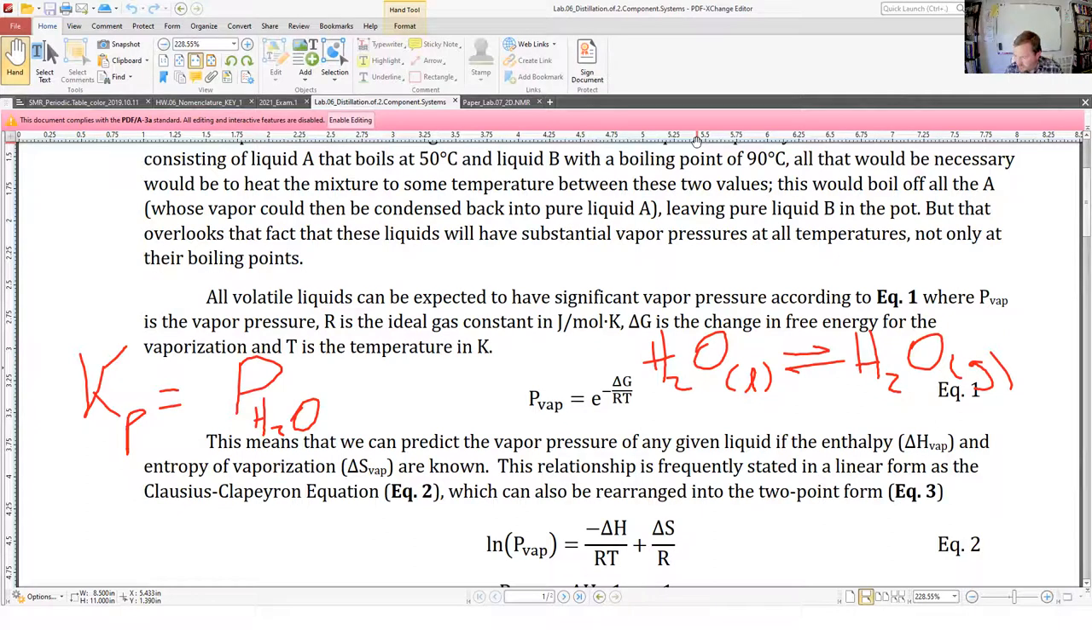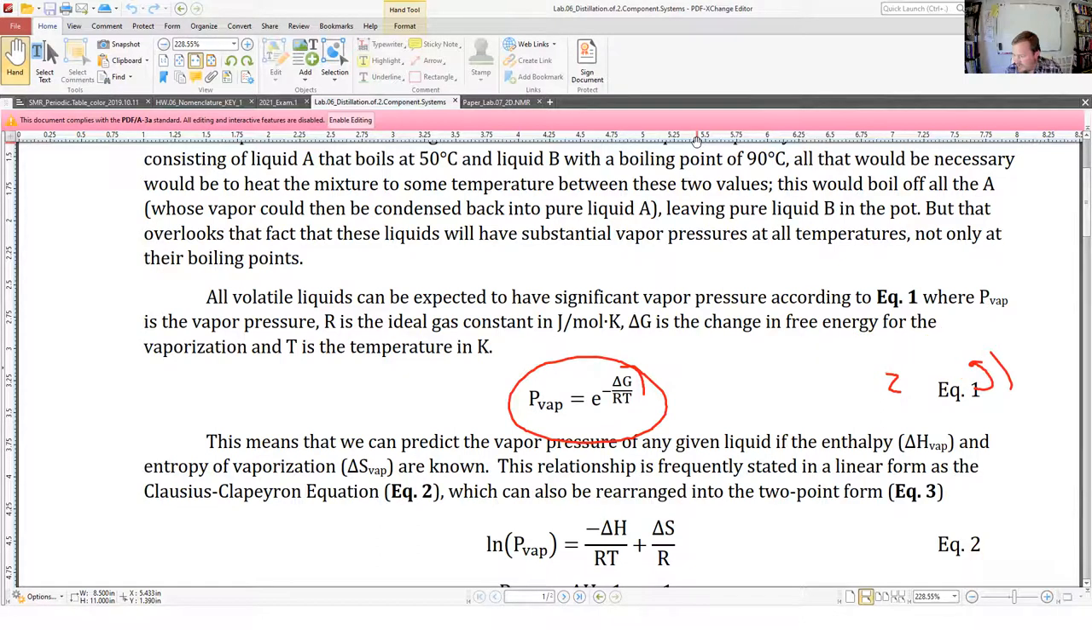So this expression right here is basically saying that if we're talking about something as simple as an evaporation or a phase change in general, if it's that simple of a chemical reaction, we can just say the vapor pressure of that compound that we're talking about is just equal to e to the negative delta G over RT. Okay, so maybe that's useful, maybe that's not.